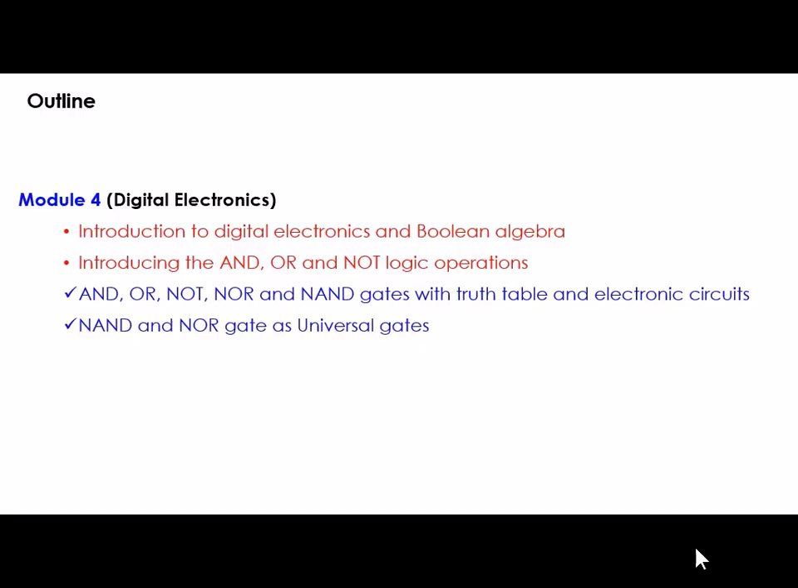In addition to these fundamental logical gates, AND gate, OR gate and NOT gate, we will also discuss NOR gate and NAND gate, which can be realized by using these basic fundamental logical gates. Further, we will show that NAND gate and NOR gate can be used as universal gates. That means all other logical gates can be realized using NAND gate and NOR gate.